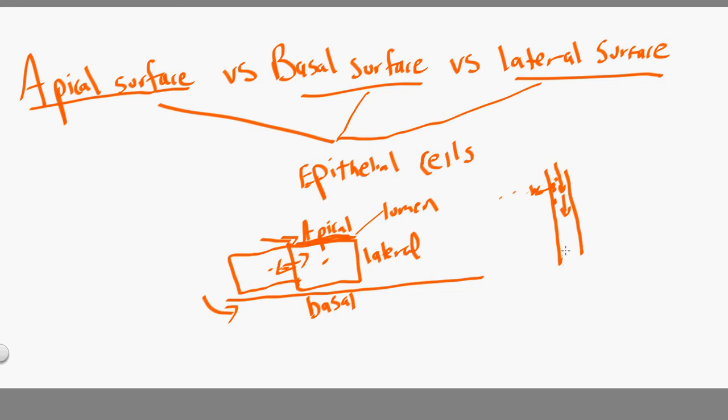Also in the female reproductive area, same idea. So that's the way you want to remember this. The apical layer is the one that's facing the world. The lateral layer is what's connected to the other epithelial cells next to it, and the basal layer is kind of the feet of the epithelial tissue, the epithelial cell.